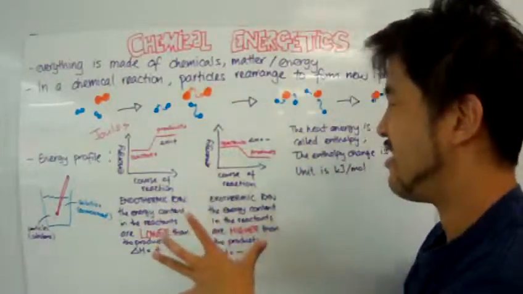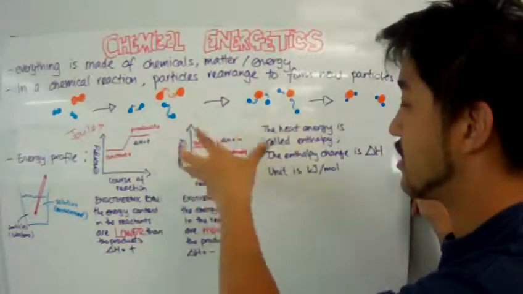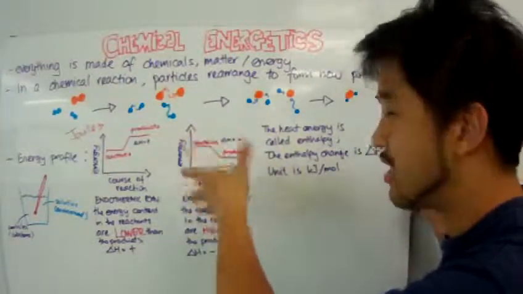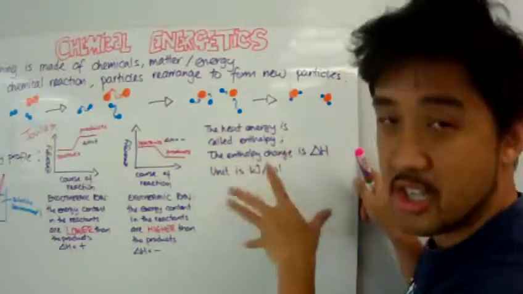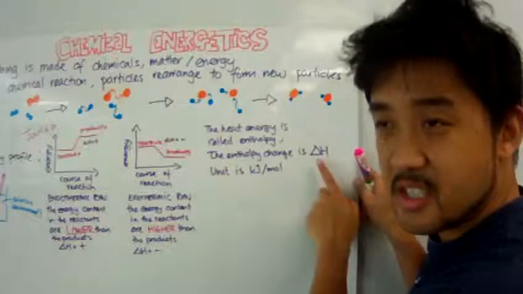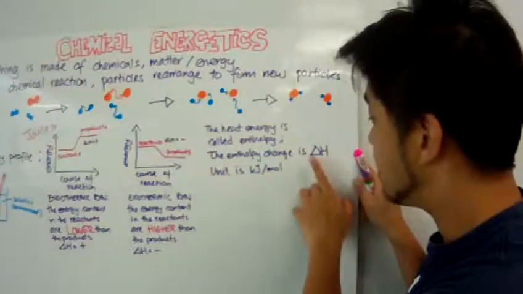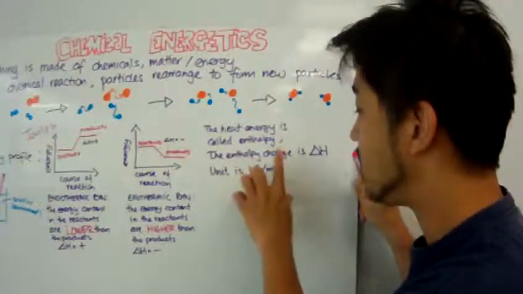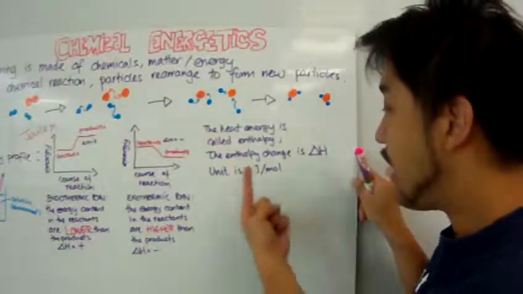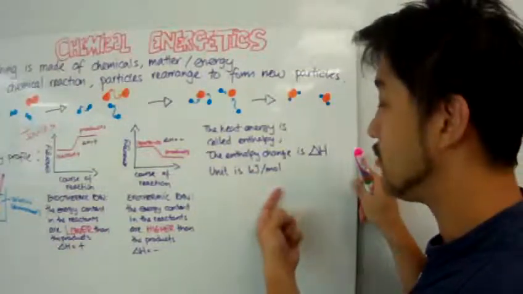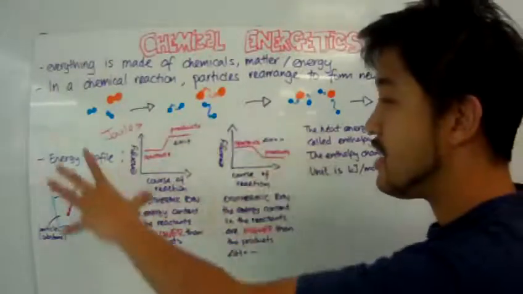These energy contents now are described as the change of heat energy. And this change of heat energy is called the enthalpy change, and physicists and chemists and even biologists will use the symbol delta H to describe enthalpy change, which is the change in heat energy during the course of the reaction. The units for enthalpy change is kilojoules per mole. All right. So this is kind of an easy energy profile.